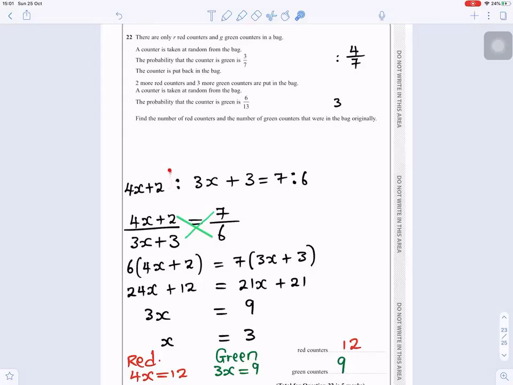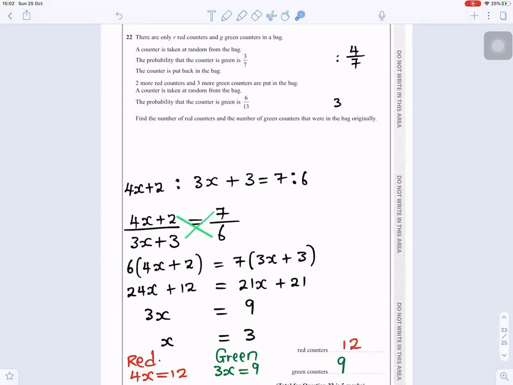So you added 2 more red counters, so 4x plus 2, and added 3 more green counters, 3x plus 3. The ratio is 7 to 6, because 6/13 is the probability of green, and 7/13 for red. So the ratio of 4x plus 2 over 3x plus 3 is the same as 7/6. You cross multiply. 6 times bracket 4x plus 2 equals 7 times bracket 3x plus 3. Remove the bracket, or expand.